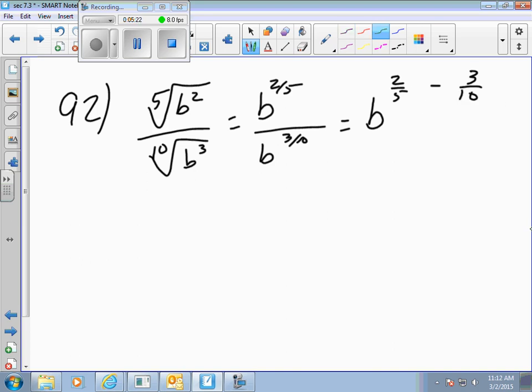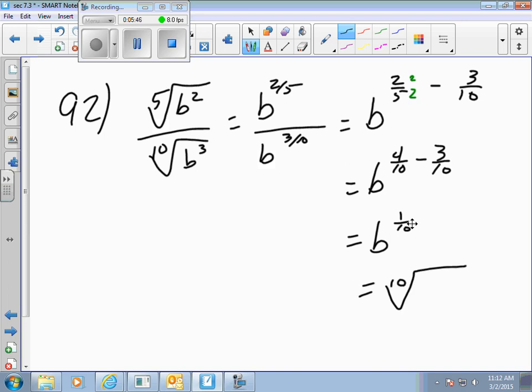And we need a common denominator, so I'm going to multiply the top and bottom of the first fraction by 2, which will give me 4/10 minus the 3/10. Simplifying, I get b to the 1/10. And since the instructions say go to radical form, I'm going to rewrite it as bottom number is the root number, top number is the power number, so b to the first power, 10th rooted.